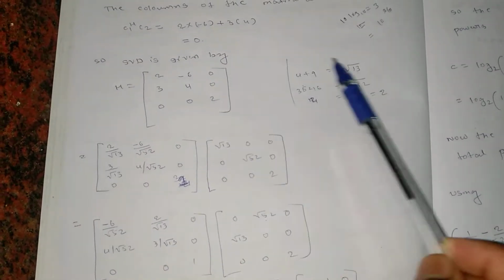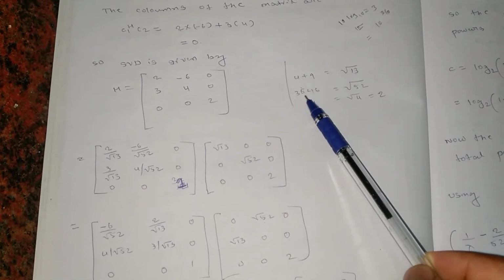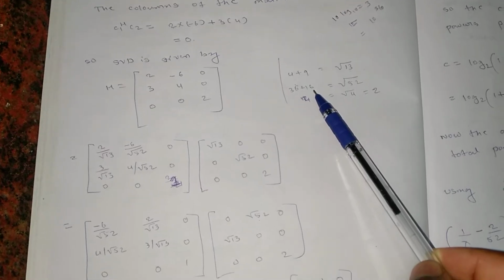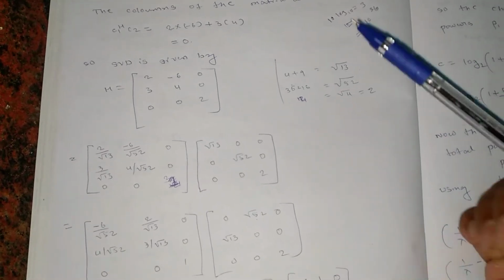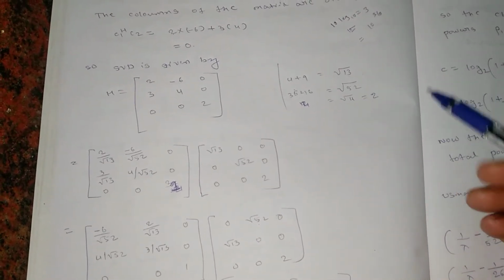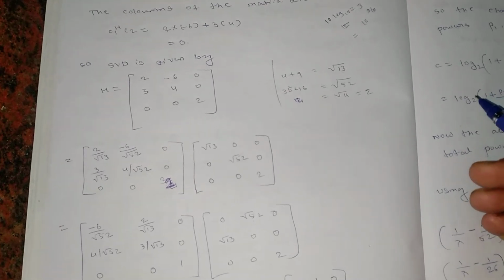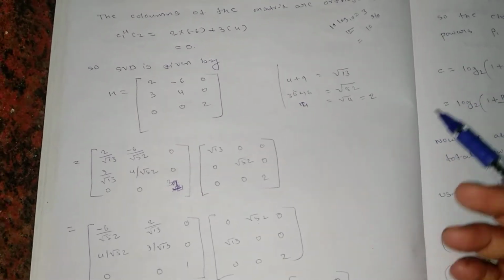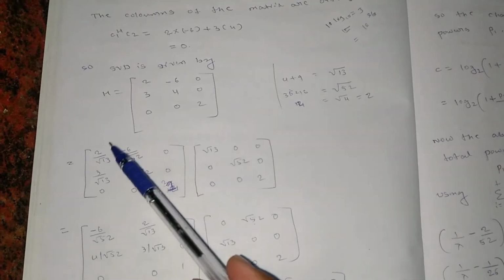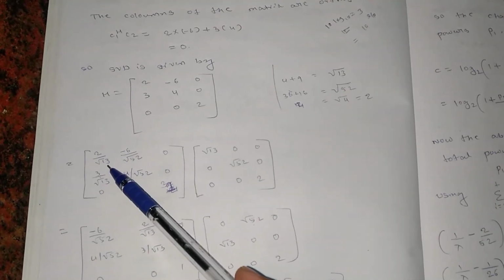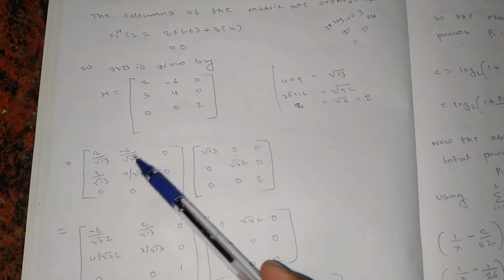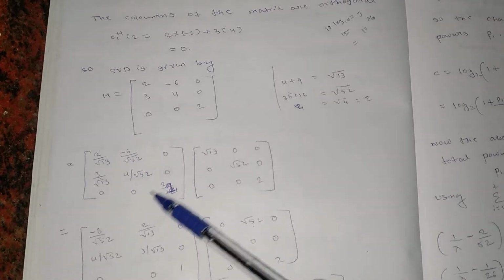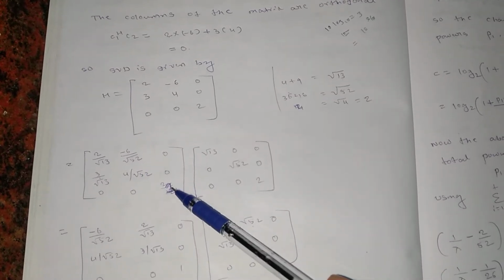And for the second column, the norm will be square root of 6 square, that is 36, plus 4 square, that is 16. So it will come to 52. And similarly for the third, it will be square root of 4, and it is 2. So just write those things here: for the first one it is 2 by root 13, 3 by root 13, minus 6 by root 52, 4 by root 52, 0, 0, and it is 1 here, right?